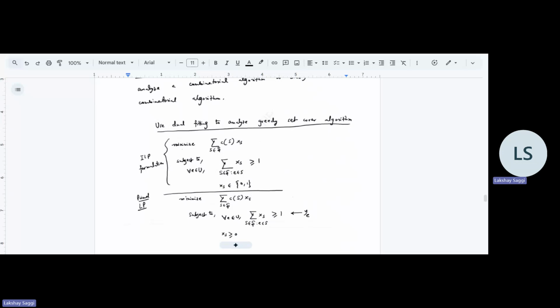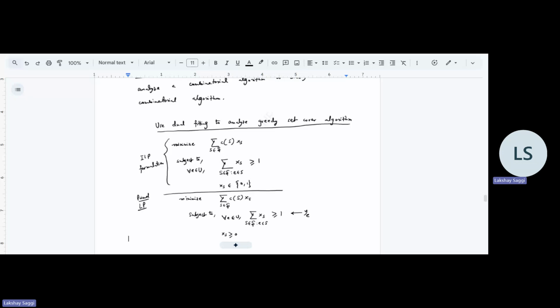The constraints are essentially that whatever subsets you choose, they must cover all the elements of the set U. So for all elements E in the set U, at least one of the subsets containing the element E should be selected in our solution. So the summation of x_s over all s such that E belongs to S should be greater than or equal to 1, and x_s is either 0 or 1. This will be the ILP formulation for the set cover problem.